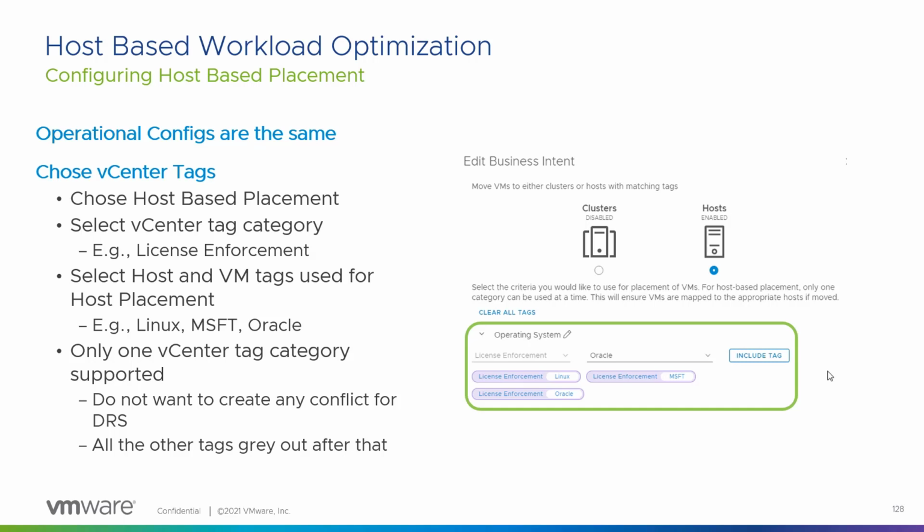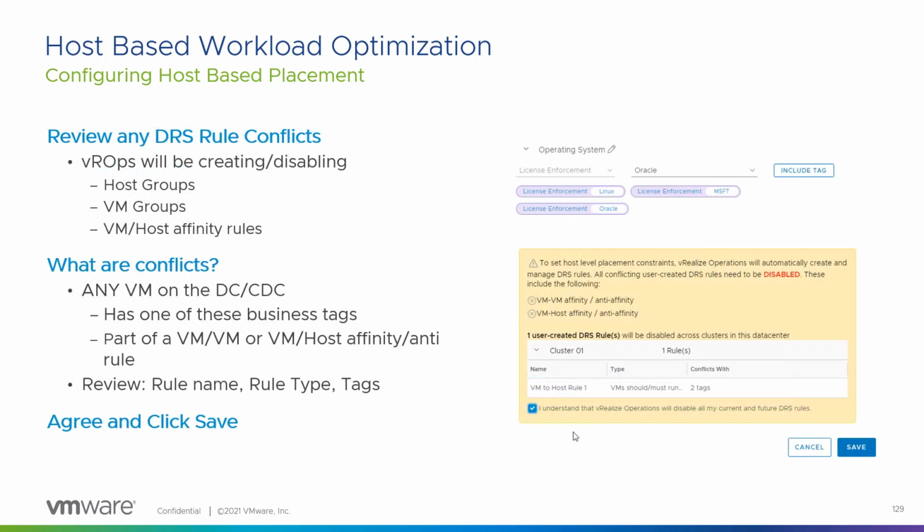How do I want to best manage this? I need to start creating host groups, VM groups, and VM host affinity rules. The first thing it's going to do is say, hey, here's a list of rules currently in the environment that are going to conflict with what I'm going to do. Basically it's looking for any VMs or any hosts that already have affinity rules on them that conflict directly with the rule we're trying to create.